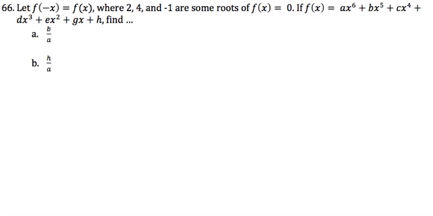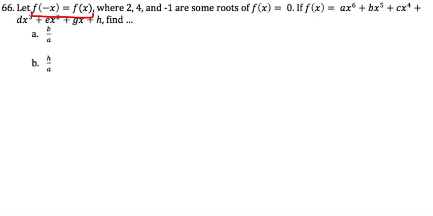Hello class, so we'd like to look at problem set questions starting from number 66 all the way to 72. Let's try to get started together. So here we have f of negative x equals f of x. What does that mean? This basically means it's an even function.